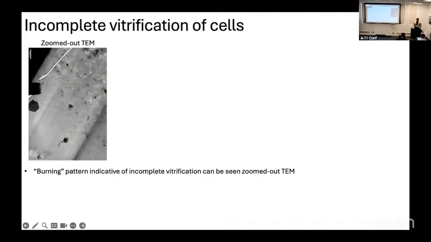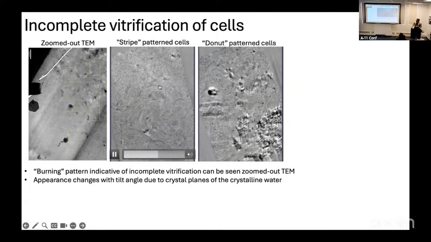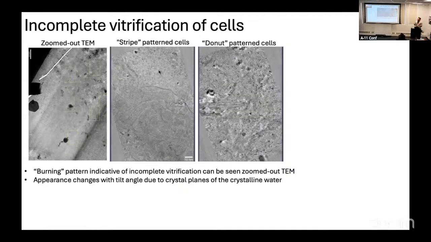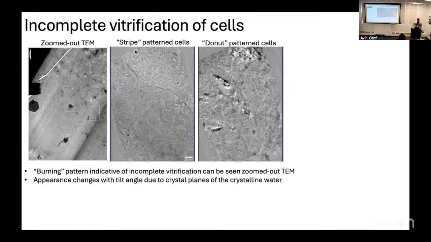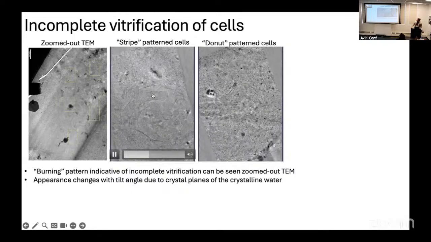So this is a lamella that had incomplete vitrification. You can see that these boxes are just where I collected tomograms, and this burning pattern there is indicative of incomplete vitrification. And when you look at the tilt series, as you tilt it, you see that it kind of blossoms at the different tilt angles, and that's indicative of the crystal planes of the ice coming into view. And these were kind of like microvilli type of things.